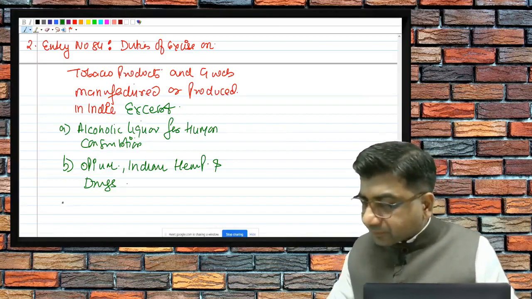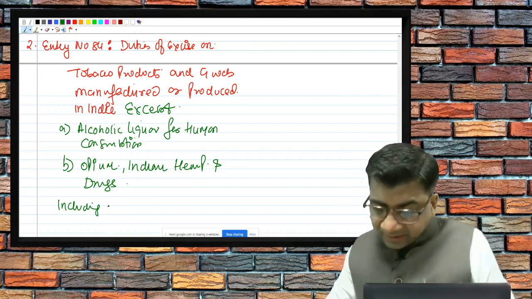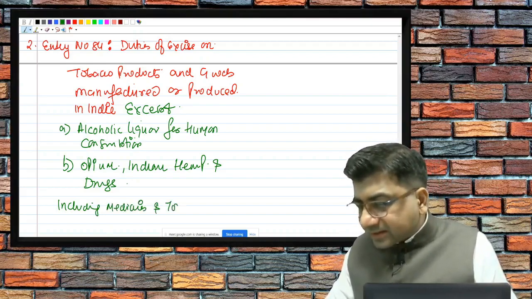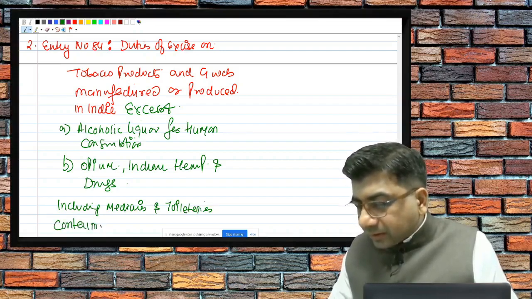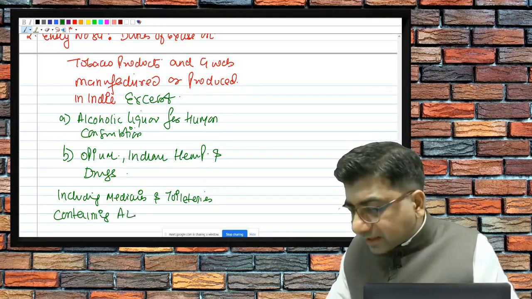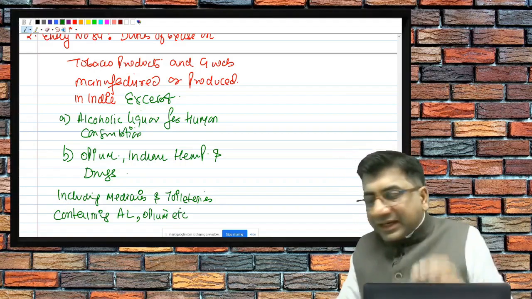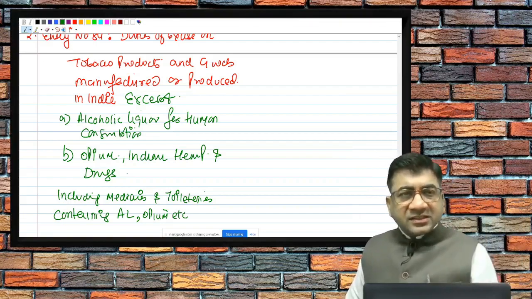So here, including medicines and toiletries containing, my dear friends, alcoholic liquor, opium, etc. So to get a clear perspective of entry number 84, the central government can levy excise on tobacco products. One is the tobacco products.